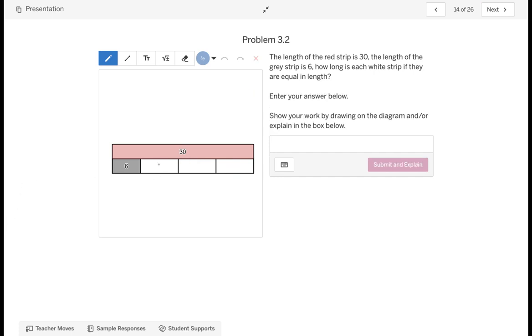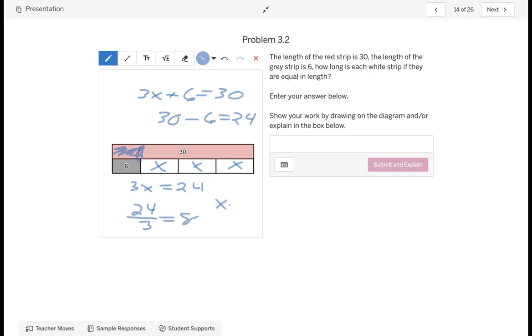Now I'm going to solve. So I know each of these are x again. And I know the equation is 3x plus the 6 equals 30. I'm going to cut away this 6. 30 minus 6 is 24. Therefore, the 3 x's are equal to 24. And if I were to divide 24 by 3, I would get 8, which means x equals 8.